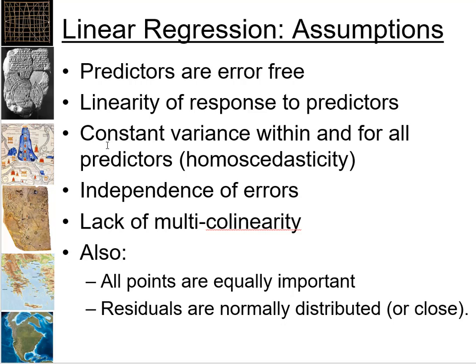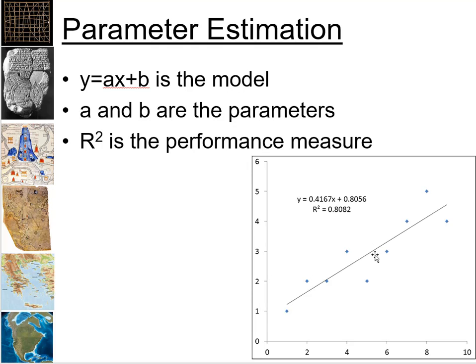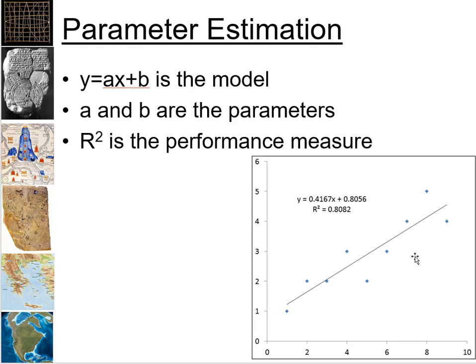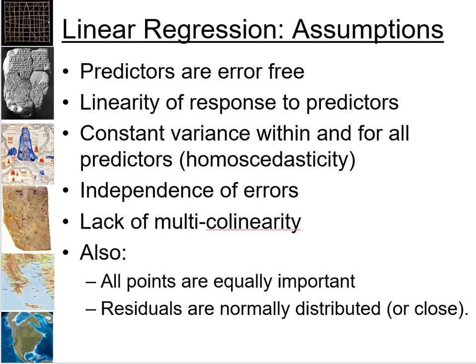There should be constant variance within and for all predictors, or homoscedasticity. And we'll talk more about that in a second. That's really important. We'll go over it in lab as well. Independence of errors, which means that if you do a test here and then you do another test, you get a measurement here, these errors, the difference from the model, should not be dependent upon one another. We'll talk a little more about that. And then a lack of multicollinearity. What that means, as we get into multiple linear regression, is that if we have multiple independent variables, they should not covary just by themselves. They should only vary with the response variable. We'll talk about that. Also, points should be equally important, and residuals are normally distributed, and we'll talk about that as well.